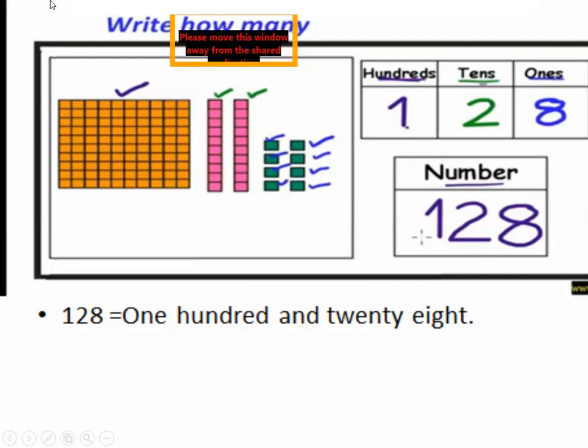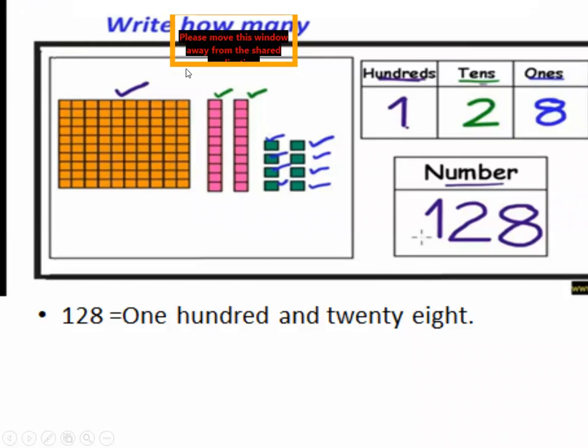128. We can also write this number in words. 128 is equal to ONE 1 HUNDRED 100, AND TWENTY 20, EIGHT 8. So this number is called 128.